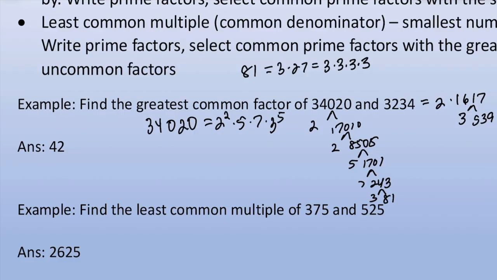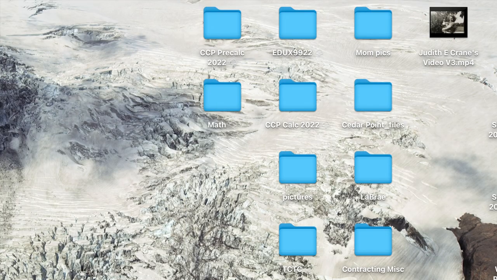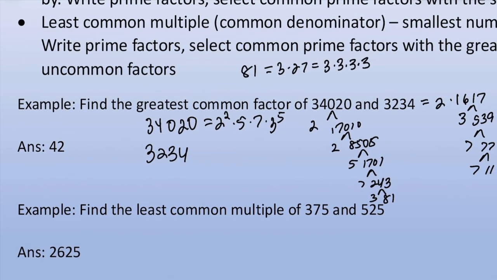539 is not divisible by 3. So the other numbers I saw earlier were 7. So I'm going to try 7. Maybe I could put a 7 in there. They did. That's 7 times 77, which is 7 times 11. Okay. So that number, I'm going to write over here. So 3,234 is 2 times 3 times 7 squared.